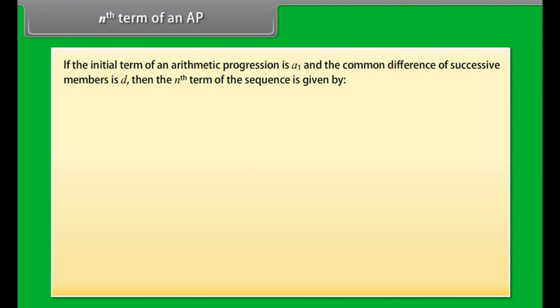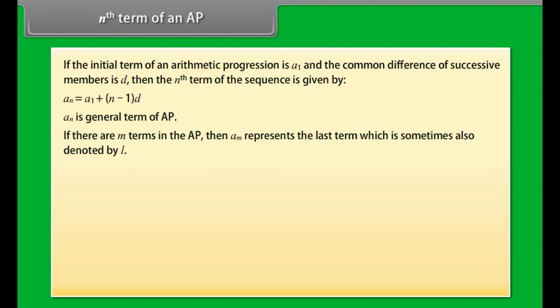Nth term of an AP. If the initial term of an arithmetic progression is a1 and the common difference of successive numbers is d, then the nth term of the sequence is given by an equals a1 plus n minus 1 into d. We know that an is also called the general term of the AP. If there are m terms in the AP, then am represents the last term, which is sometimes also denoted by l.